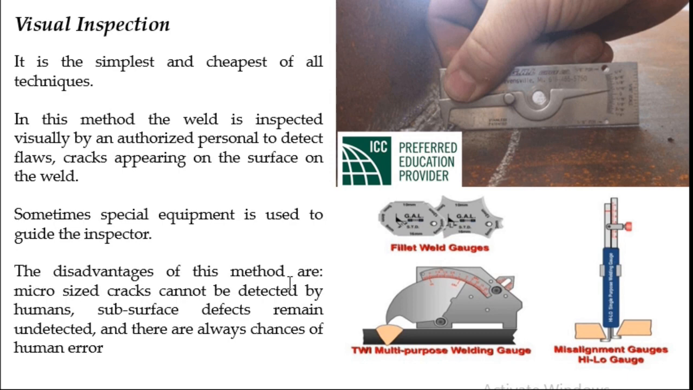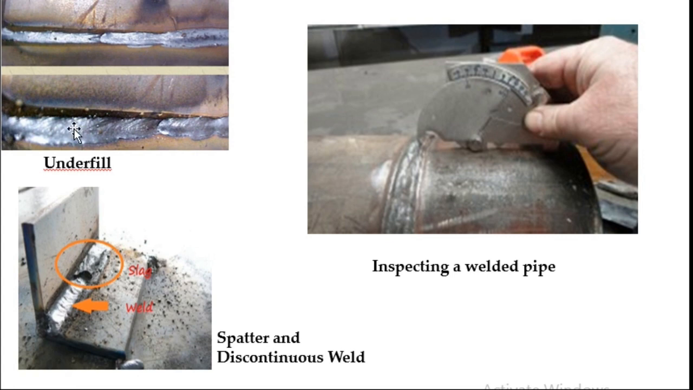A disadvantage of visual inspection is that we cannot find micro-sized cracks or subsurface defects because they are not visually identifiable. We cannot see them with naked eyes, so we cannot find those things out. You can see this is an example of underfill. Just by naked eye we can observe it.